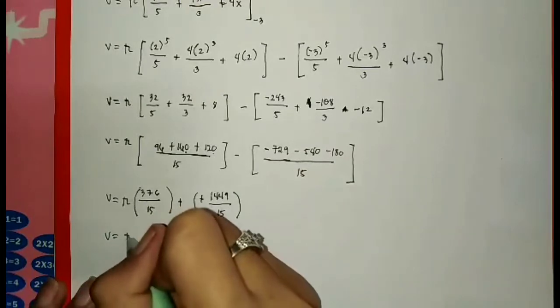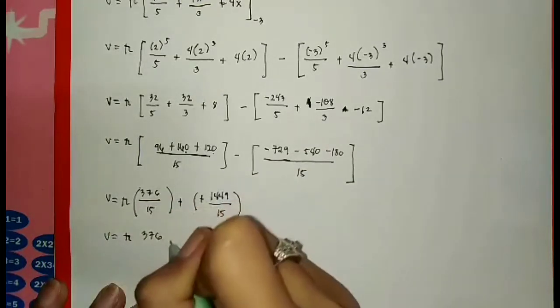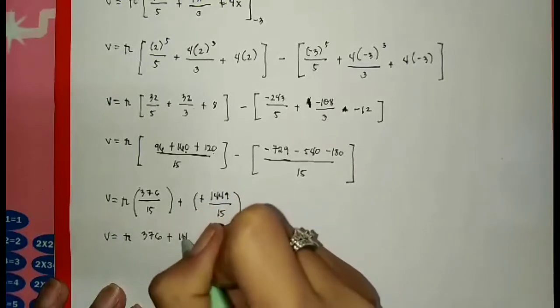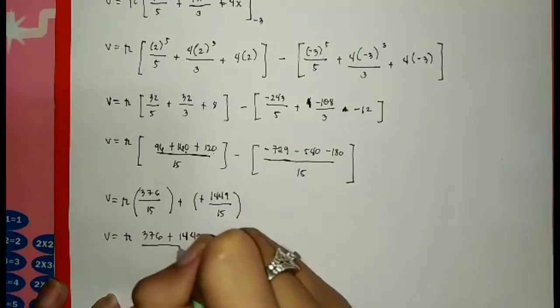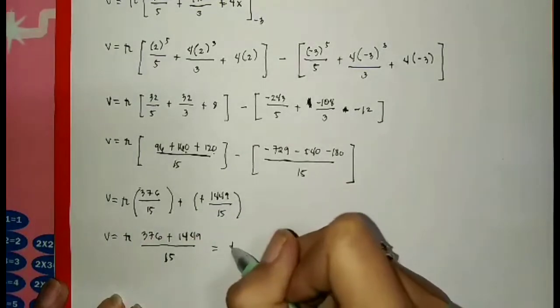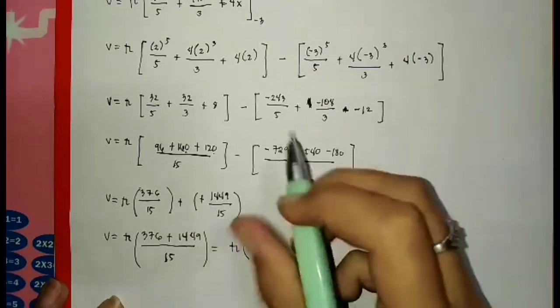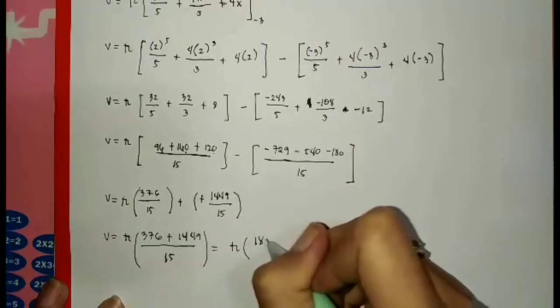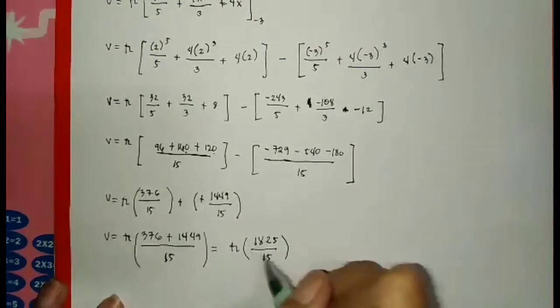So this will become 376 plus 1449 over 15, and we will get 1825 over 15. So let us simplify.